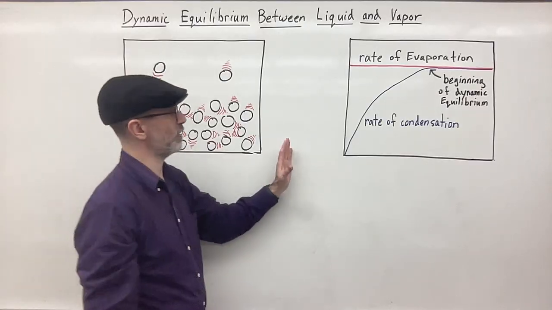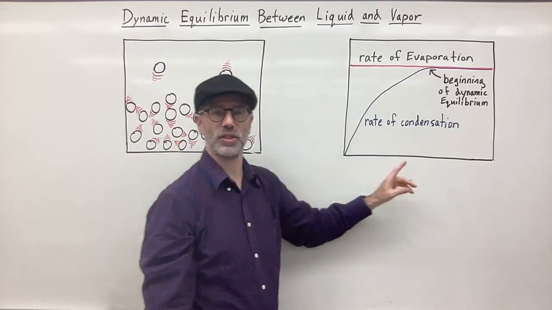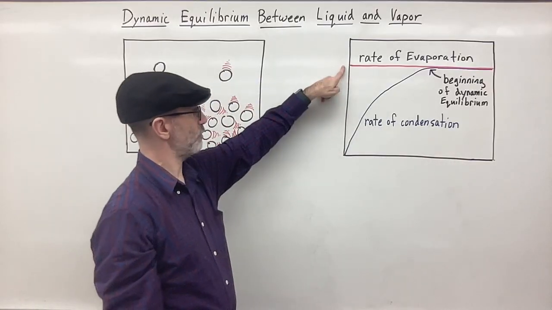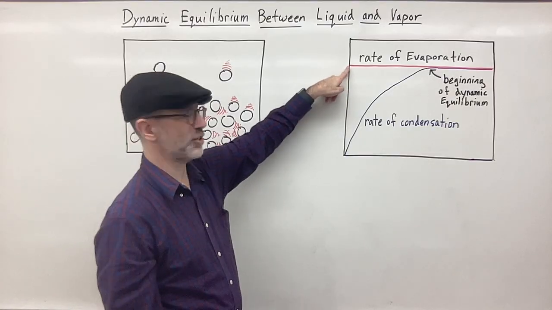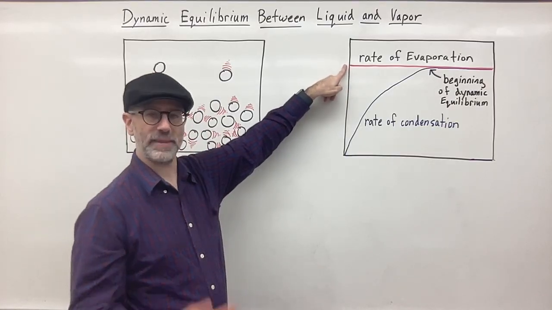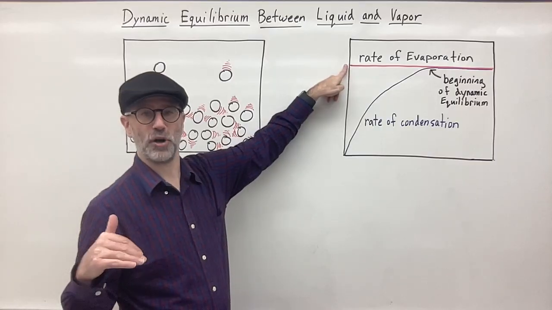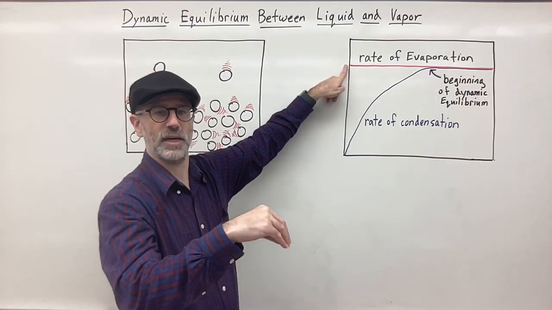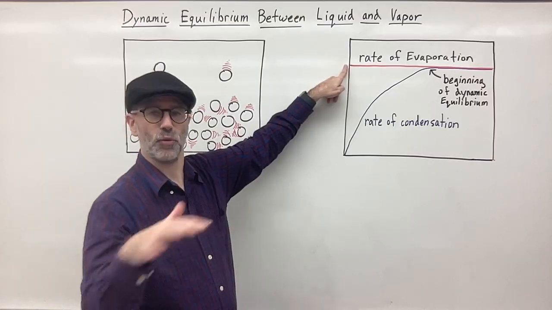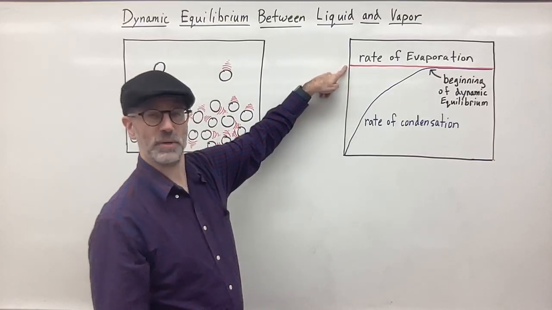So here you can see a graph of what it looks like. At the very beginning, you have the rate of evaporation being here, and that's the same from the very beginning. So as soon as you put your water into the flask and set it there, the rate of evaporation is going to be a certain amount.